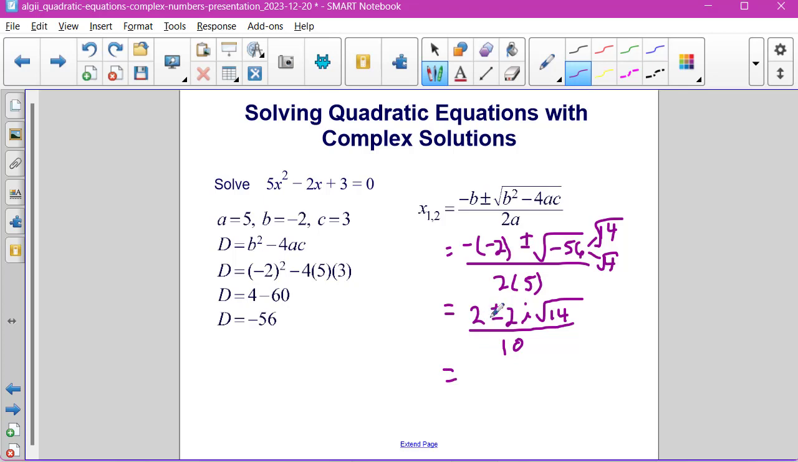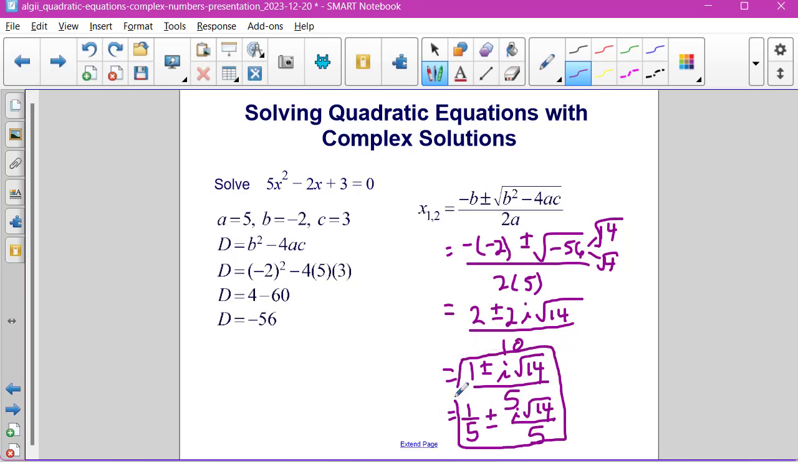And then since all of these coefficients have an even value, we can simplify to have it be 1 plus or minus i square root of 14 all over 5. If you rewrite them as individual fractions, you would have then 1/5 plus or minus i times the square root of 14 over 5. So either of these answers are acceptable.